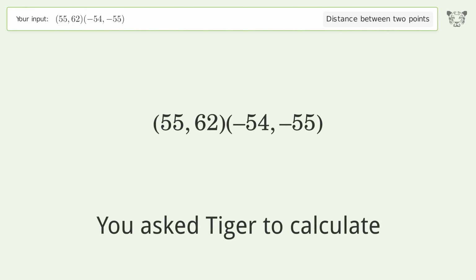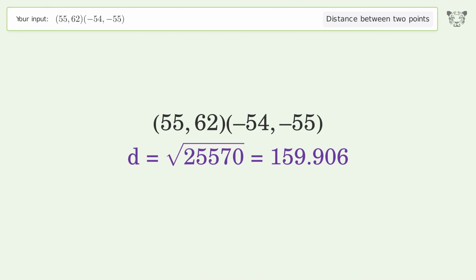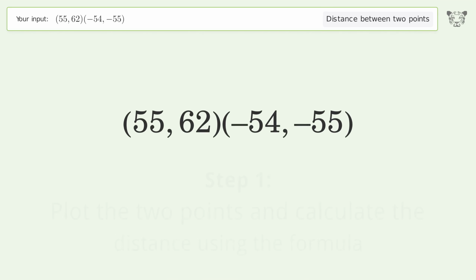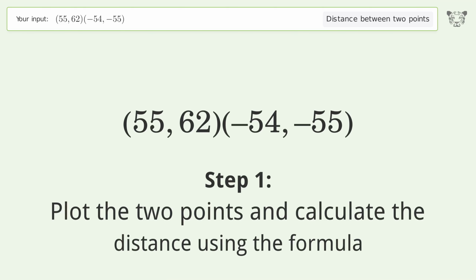You ask Tiger to calculate. This deals with the distance between 2 points. The distance between the 2 points is the square root of 25,570 or 159.906. Let's solve it step by step. Plot the 2 points and calculate the distance using the formula.